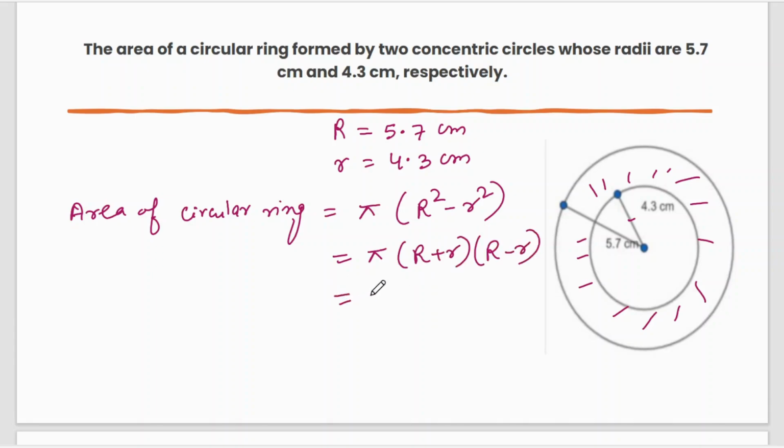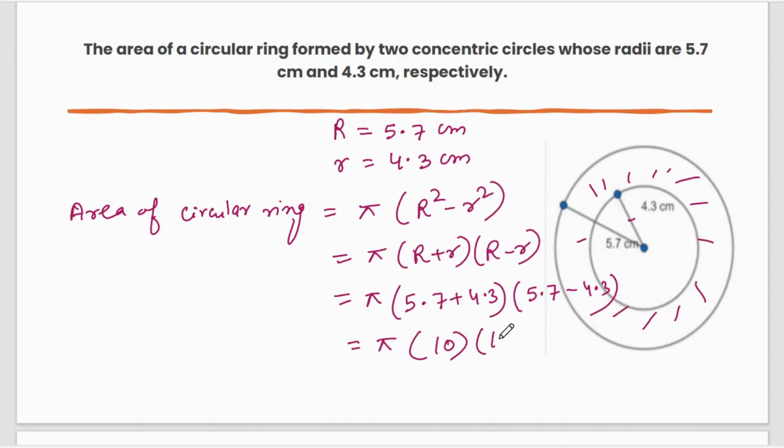So just keep the value pi. Then what is the value of capital R? It is 5.7 plus 4.3. Then we have 5.7 minus 4.3. Okay, so pi. Now we have 5.7 plus 4.3, it is 10. And then 5.7 minus 4.3, it is 1.4.